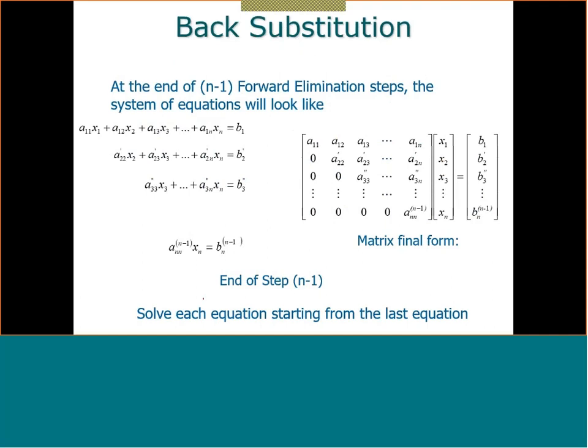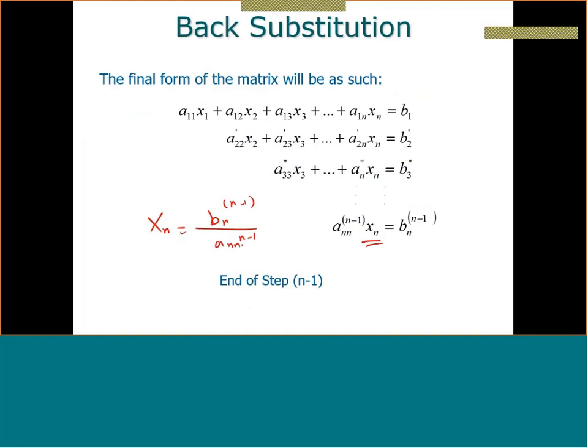I will start by finding the last variable, which is xn, bn n minus 1 divided by a n minus 1. And then once I know xn, I will go and find xn minus 1, which is the equation just on top of it. And because now I will have two variables, but one of them is known to me, so I can find xn minus 1, etc.